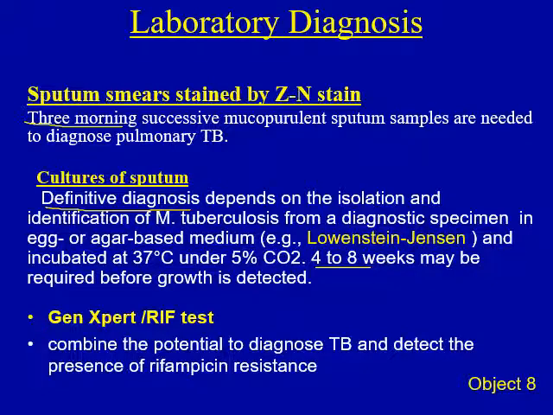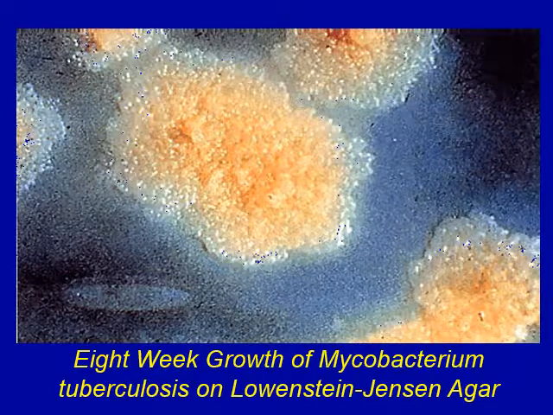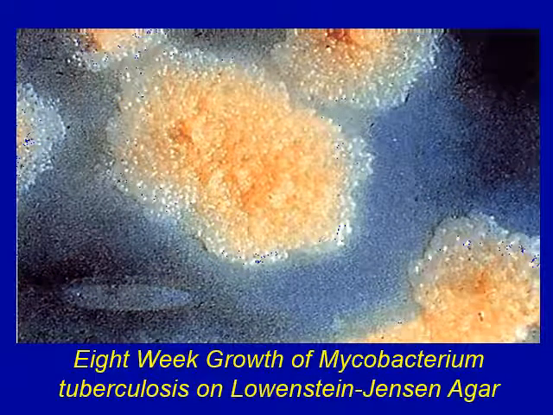I mentioned also the GeneXpert RIF test. This combines the potential to diagnose the TB and detect the presence of rifampicin resistance also. Here is the culture, how the colony of the Mycobacterium tuberculosis appears. This is detected by the culture also. We have solid culture and liquid culture. This is the 8th week growth of the Mycobacterium tuberculosis on Lowenstein-Jensen agar.